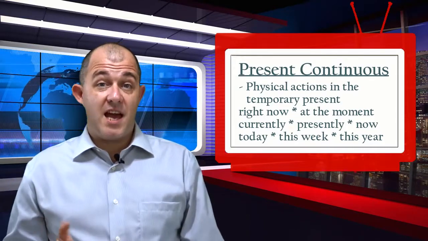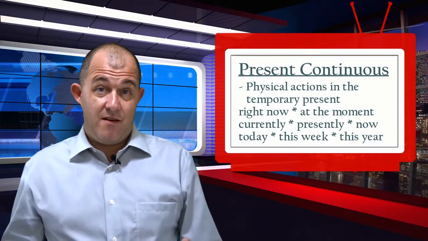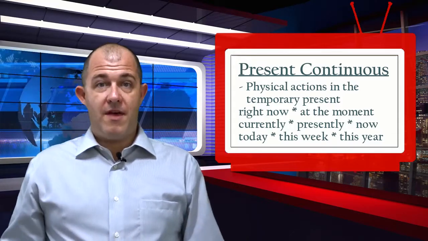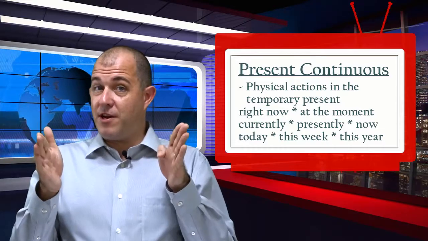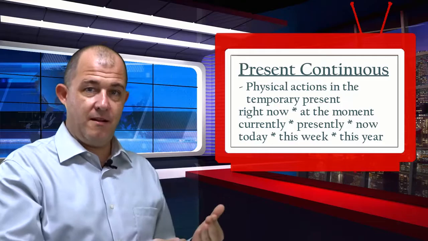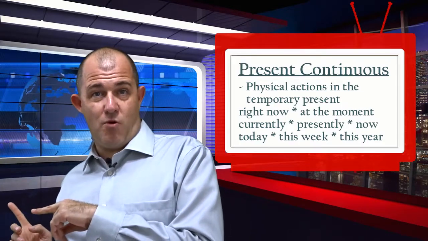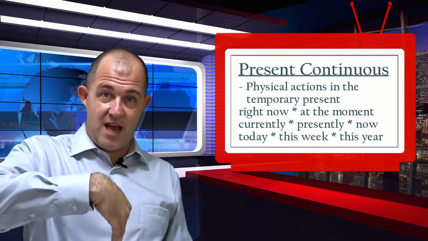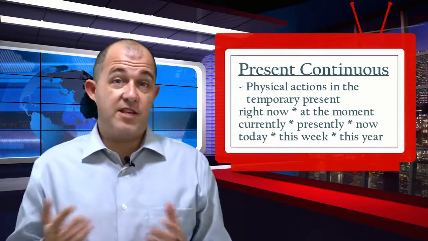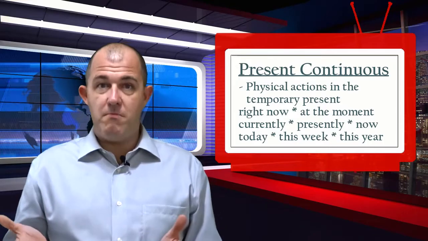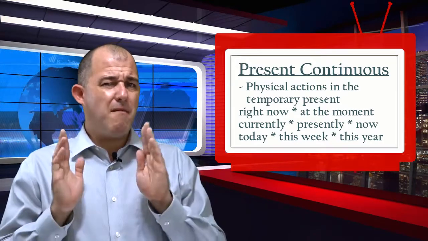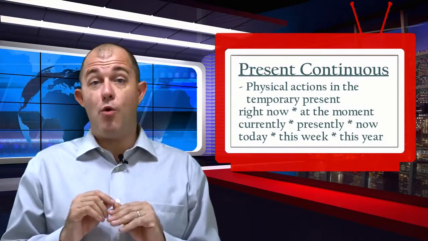I can also say today with present continuous. Today I am working. Well, that means during the temporary period of time that we call today, I am working. I started working in the morning, I continue to work until now, and I will continue to work into the future, right? This week, this month, this year, all of these phrases are temporary time periods, so we can use them with present continuous.